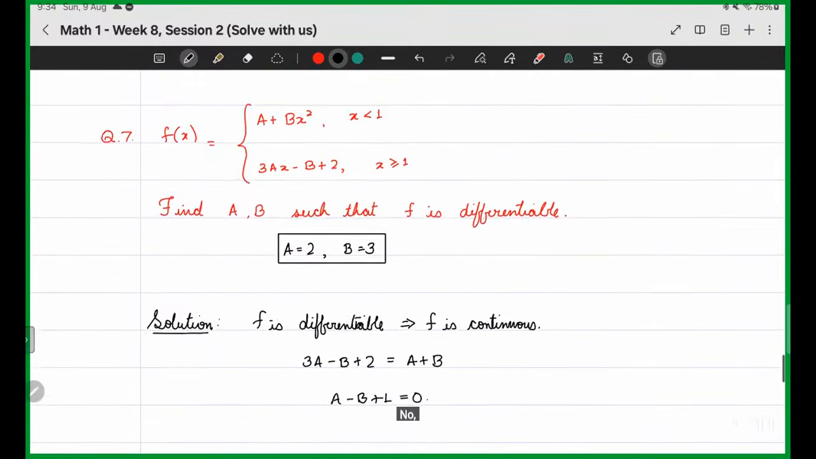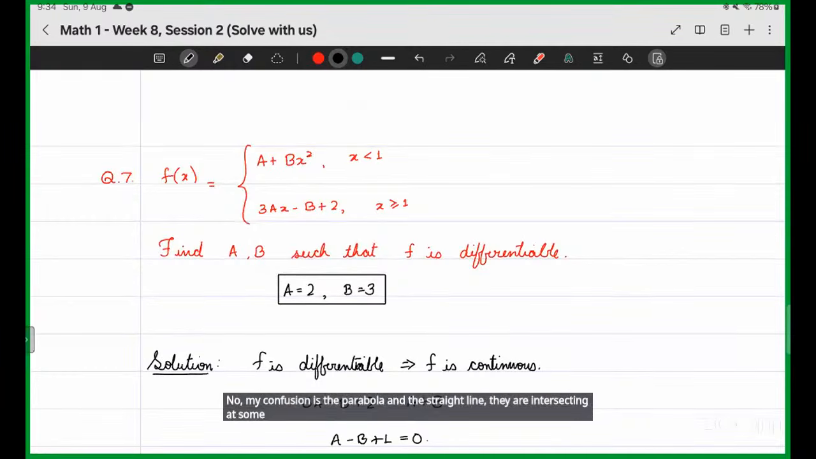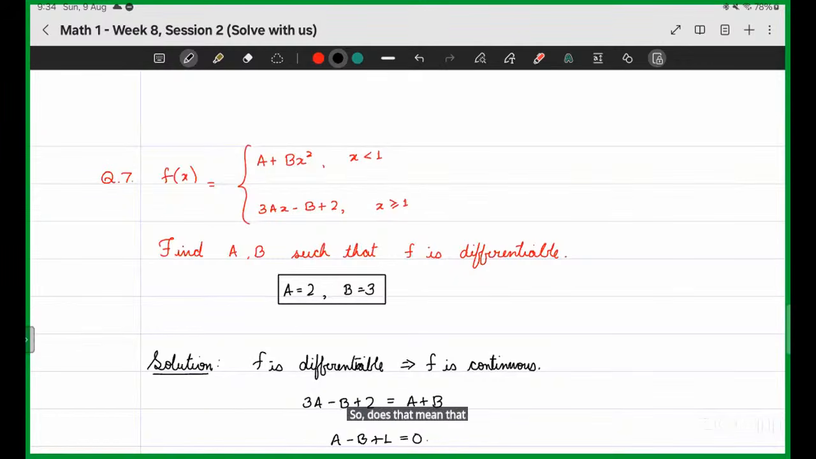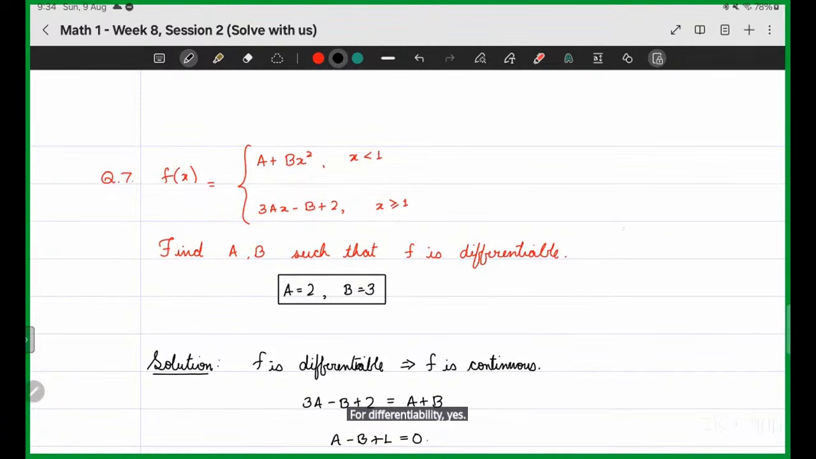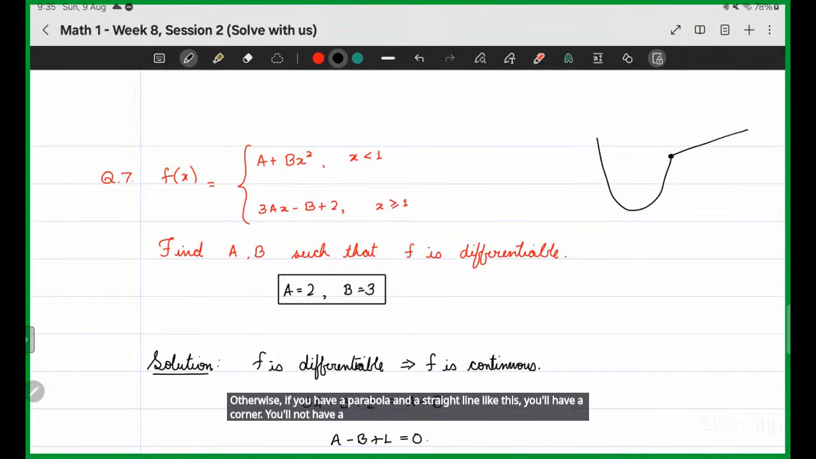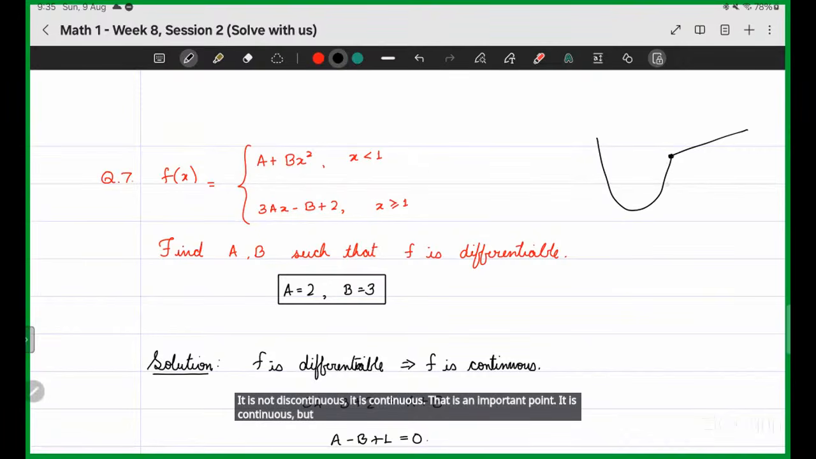No, my confusion is the parabola and a straight line. They are intersecting at some point. So does that mean that the slope of the parabola and the slope of the straight line at the intersecting point would be the same? For differentiability, yes. Otherwise, if you have a parabola and a straight line like this, you'll have a corner. You'll not have a tangent line over there. Then it will become discontinuous. It is not discontinuous. It is continuous. That is an important point. It is continuous, but it's not differentiable.